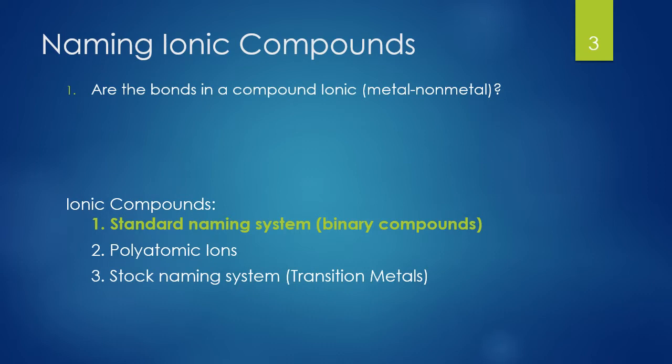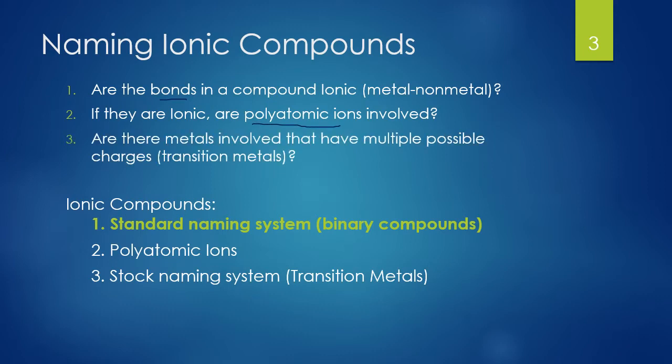When it's ionic, I have a different way to name them. So I'm no longer going to be using prefixes if the compound in question is ionic. So how do you name ionic compounds? Well, of course you have to start by figuring out if the bonds are ionic or not. And we just looked at how to do that. If they are ionic, we need to see, are there polyatomic ions involved? We also need to ask ourselves, do the metals involved have multiple charges? Meaning, are transition metals involved?